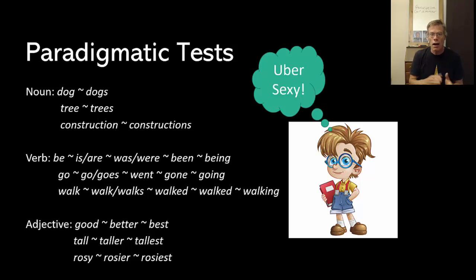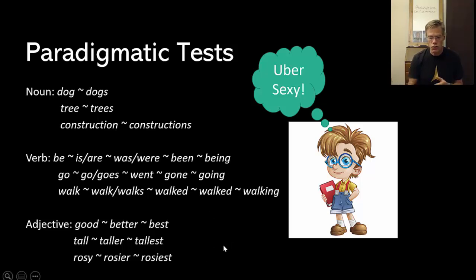If you can conjugate it, then it's going to be a verb. Like be, is, are, was, were, been, being, or go, goes, went, gone, going, or walk, walks, walked, walked, walking. Notice that we've got these repetitions like walked and walked because it's filling two different slots. It's filling the past tense and then the past participle.